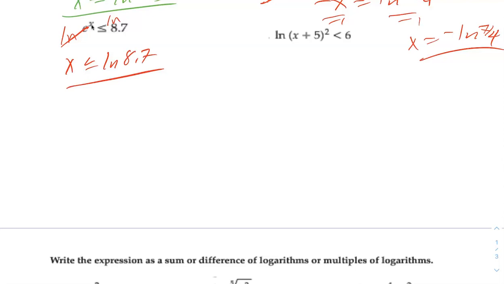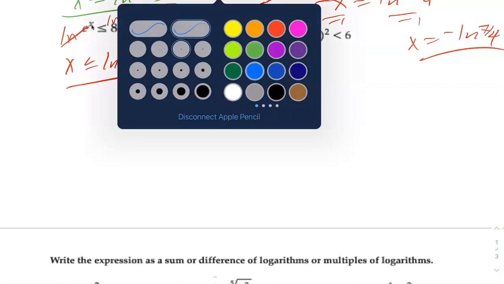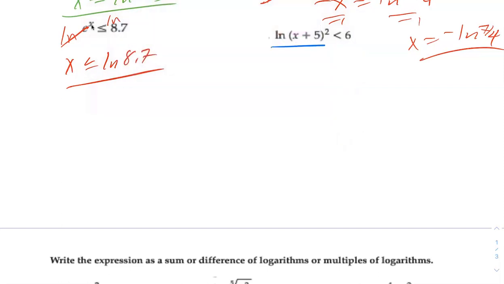Next one, though, not as simple. Next one, it's a natural log. So the natural log does have a domain you've got to worry about. The general domain for natural log is x greater than 0. In our case, x plus 5 is greater than 0. So x is greater than -5. That's your domain. Now we've got to solve it.